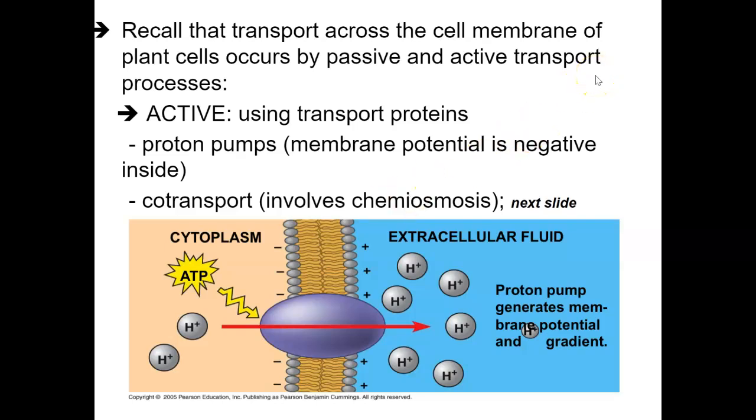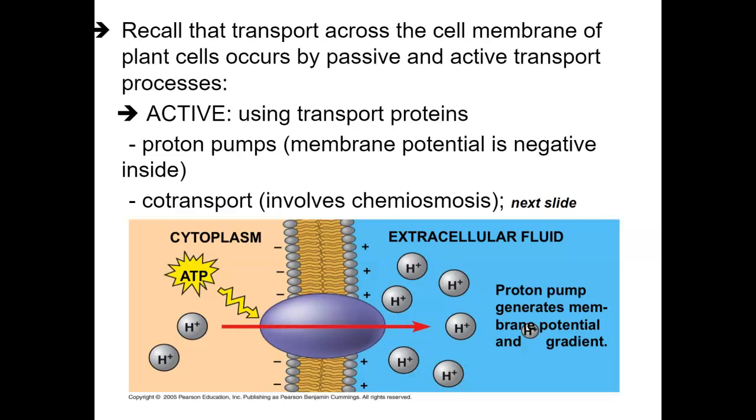Moving on to active transport. So we said that molecules can move actively across a membrane as well. In the case of active transport, we're moving molecules against their concentration gradient. So molecules are moving from low concentration to a higher concentration. And so this is typically done by using transport proteins that require energy.